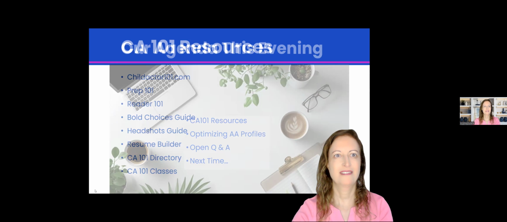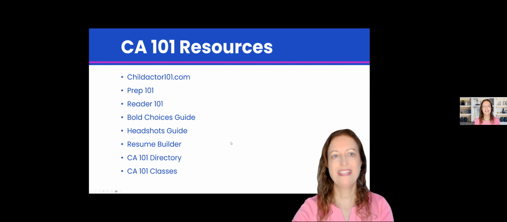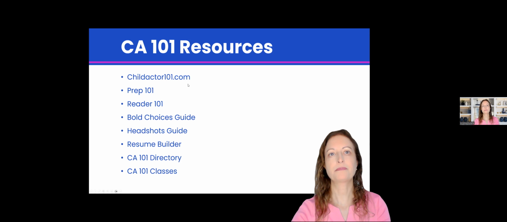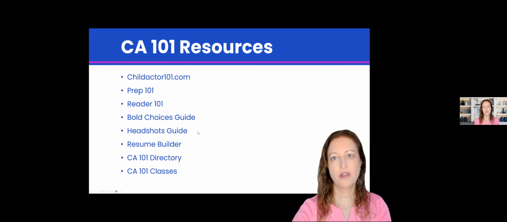All right. So with that, all the resources. So this isn't even a complete list of all the things that Corey has so graciously built for everybody in the Child Actor 101 community. It's just a taste. But just to let you know, not only is there Child Actor 101, the Facebook group, but there's also a .com actual website where you can find all the information. So if you're ever lost and looking for information, try there first, okay? childactor101.com. And then within childactor101.com, you've got Prep 101, Reader 101, a guide for bold choices, a guide for headshots, and you can actually also access that on the Facebook page.